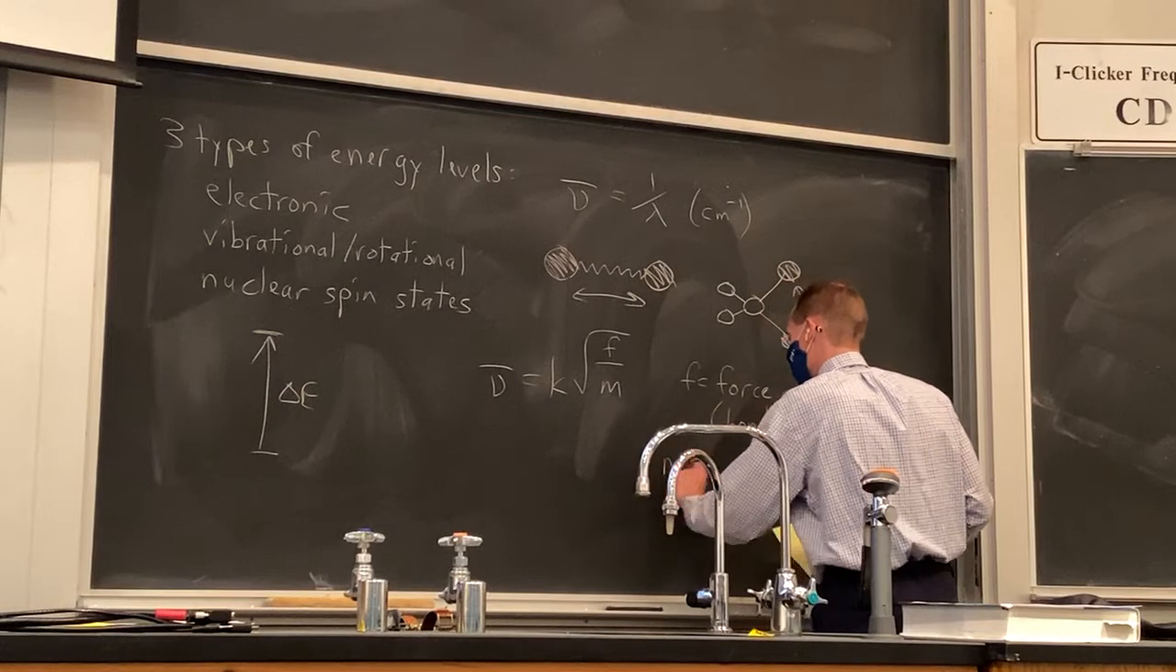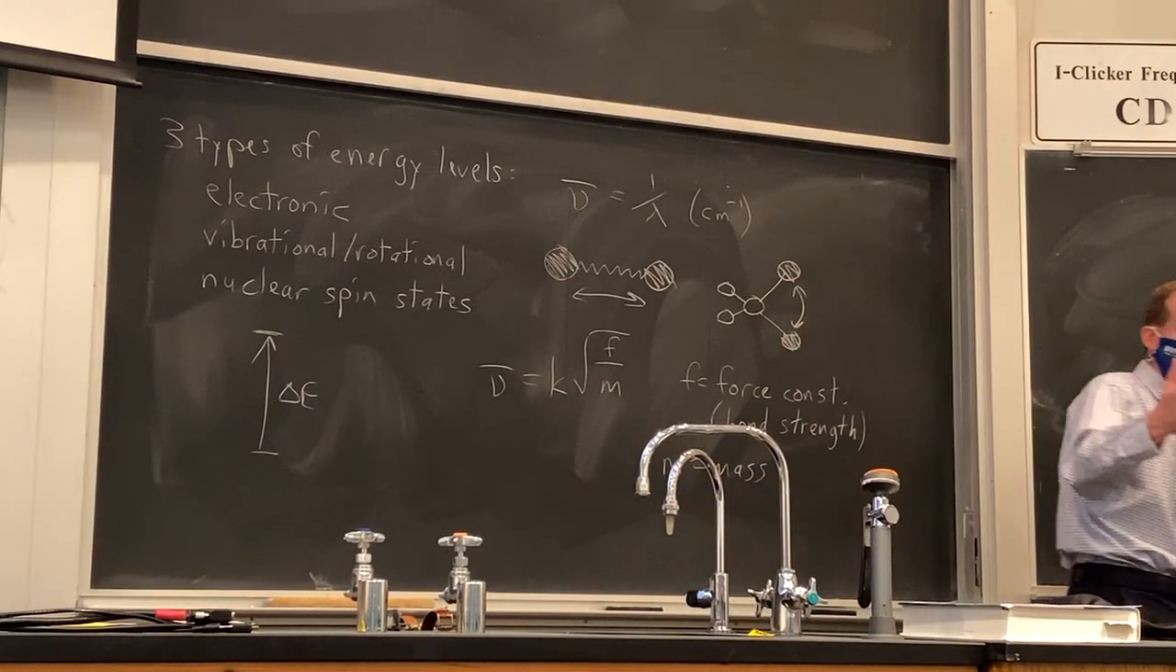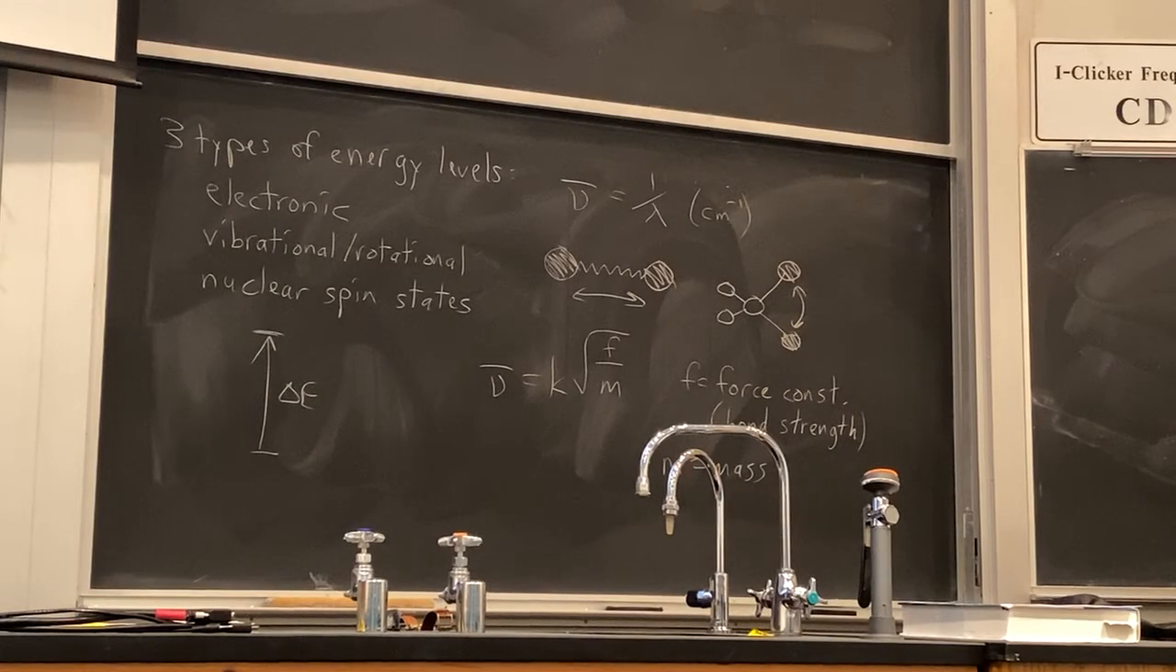m is the mass of the weights. And so that's going to be the atomic masses of the atoms that are involved in the bonds. So let's say we have a bond to a hydrogen, our lightest atom. Is that going to require more energy or less energy to stretch than a carbon-carbon bond? More energy because the mass is in the denominator of the equation.